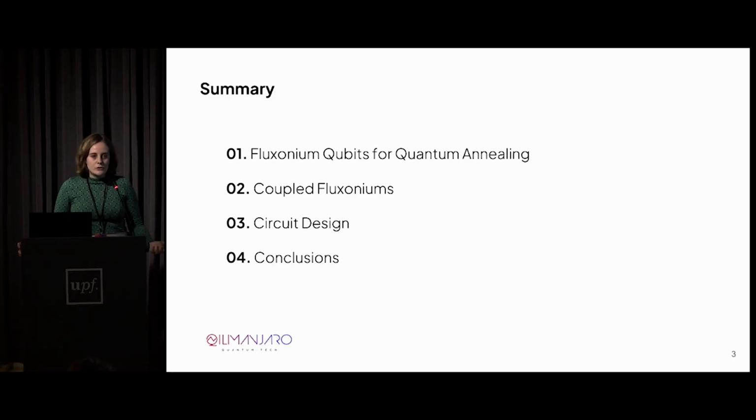For this, I have organized the presentation as follows. First, I will introduce what Fluxonium qubits are, and I will try to explain why they are well suited for implementing these kinds of algorithms. Then I will introduce how we can couple Fluxonium qubits, show our proposed coupling scheme, and also show some of the results that we have already obtained. And finally, I will give the conclusions and outlooks of this work.